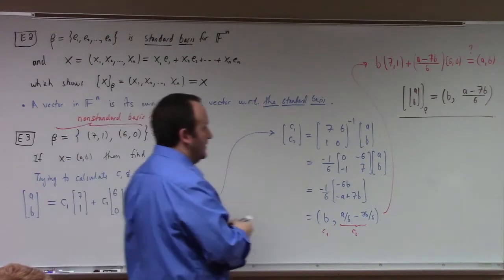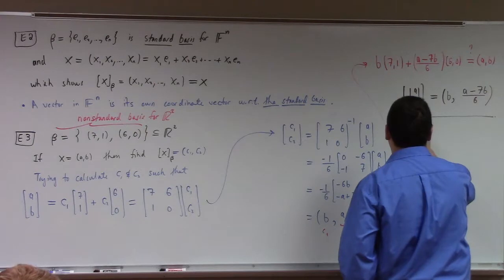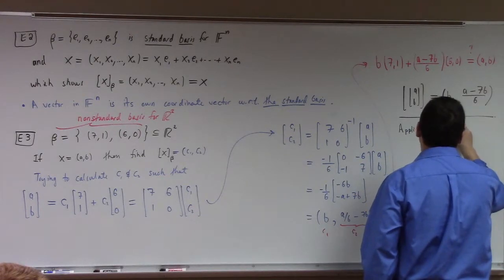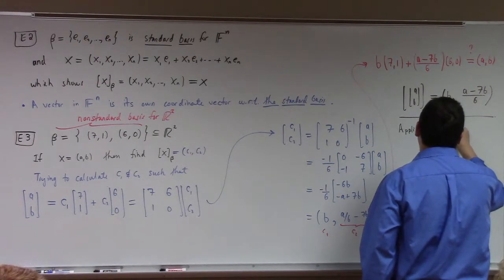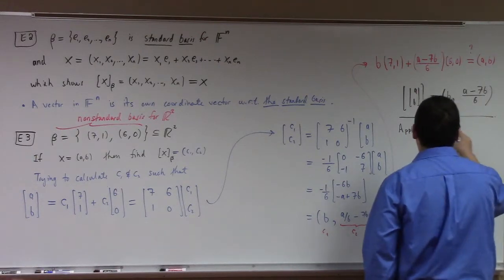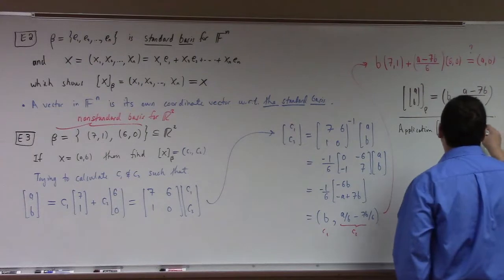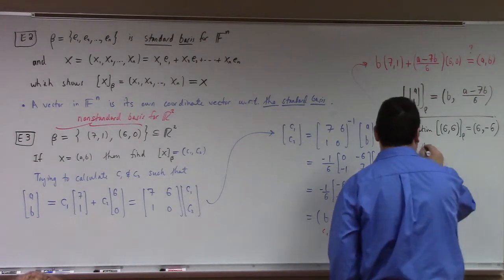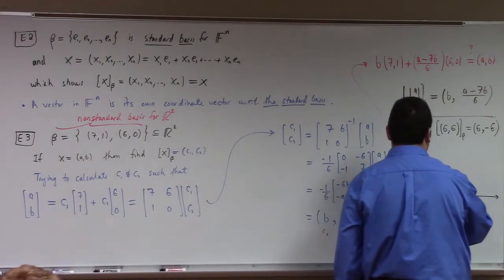Just to, let me see if I can illustrate this. So an application: if we look at the coordinate vector of, say, let's say, I don't know, 6, 6. So the coordinate vector of that with respect to beta is what? 6 comma what? What's 6 minus 42, divided by 6? Minus 6, all right.